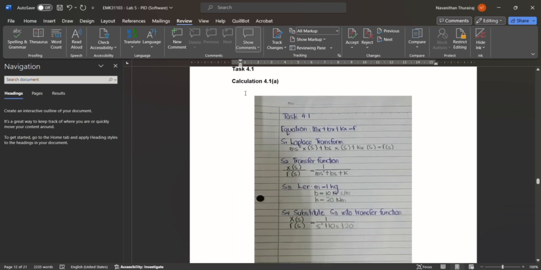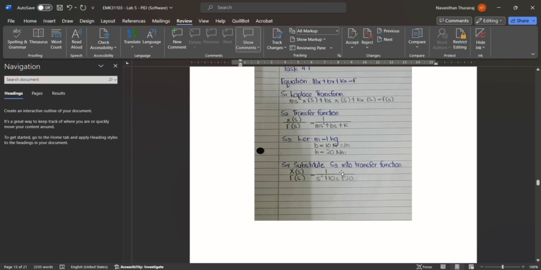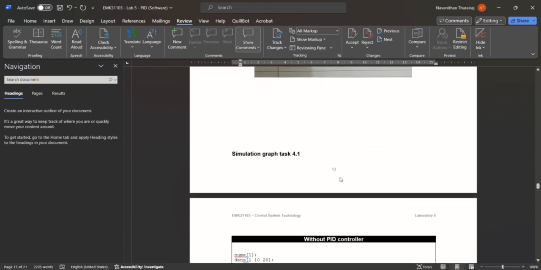This is the calculation. As for task 4.1, the equation is mx plus bx plus kx equals f. For step 1, Laplace transform: ms squared times X(s) plus bs times X(s) plus kX(s) equals F(s). Transfer function X(s) over F(s) equals 1 over ms squared plus bs plus k. Step 3: m equals 1 kg, b equals 10 N·s/m, k equals 20 N/m. Step 4: substitute into the transfer function X(s) over F(s), which is 1 over s squared plus 10s plus 20. So now let's go for the next one.